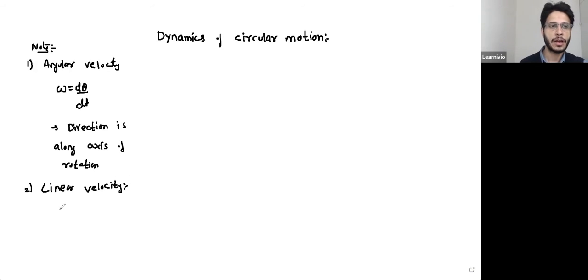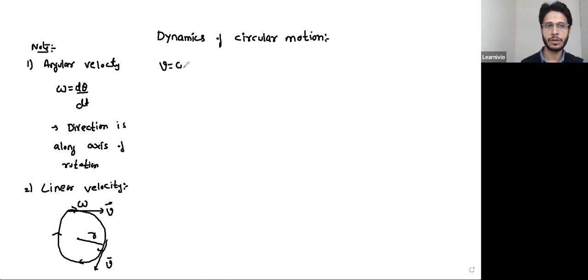So the relation between angular and linear velocities: if a body is moving on a circular track, due to its motion on the circular track, this body has some angular velocity. Along with the angular velocity, there is a linear velocity which is tangential to the circular track. If the radius of the track is r, then this linear velocity v is angular velocity multiplied by the radius of the track. So v is omega r. Okay, just note it down.